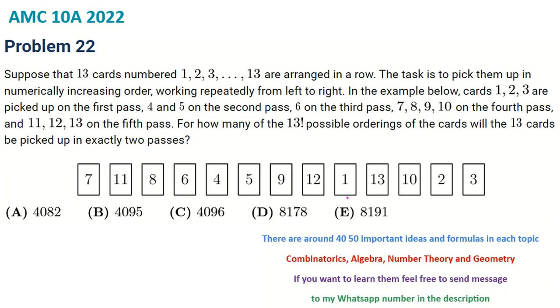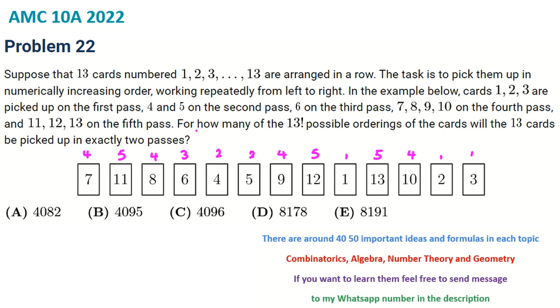Look, 1, 2, 3, because 2 is on the right side of 1, and 3 on the right side of 2, so that is the first pass. Now in the second pass, 4 is here, 5 is here, but 6 is on the left side. Third pass, 6. 7 is on the left side of 6, so in the next pass 4, 7, 8, 9, 10. Now 11, 12, 13. So we have 5 passes.